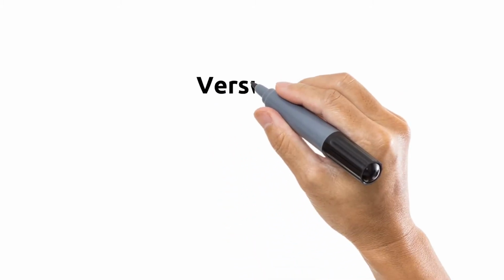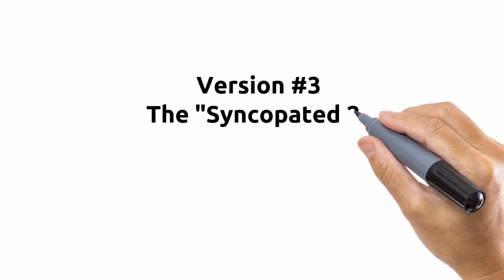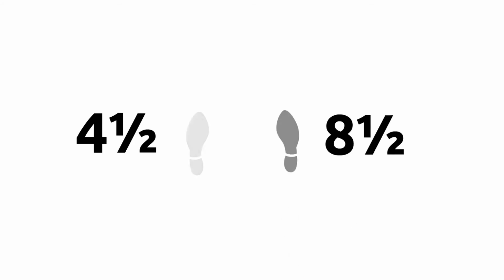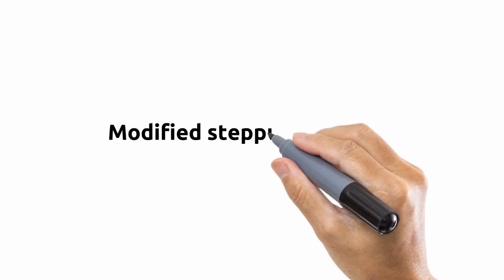But the timing of that step developed even more with version number 3, the syncopated 2. Some of those Palladium-era mambo dancers apparently started delaying their middle step slightly so that instead of landing on beats number 4 and number 8, they landed on beats number 4.5 and number 8.5. This slightly modified stepping pattern can be referred to as the syncopated 2.